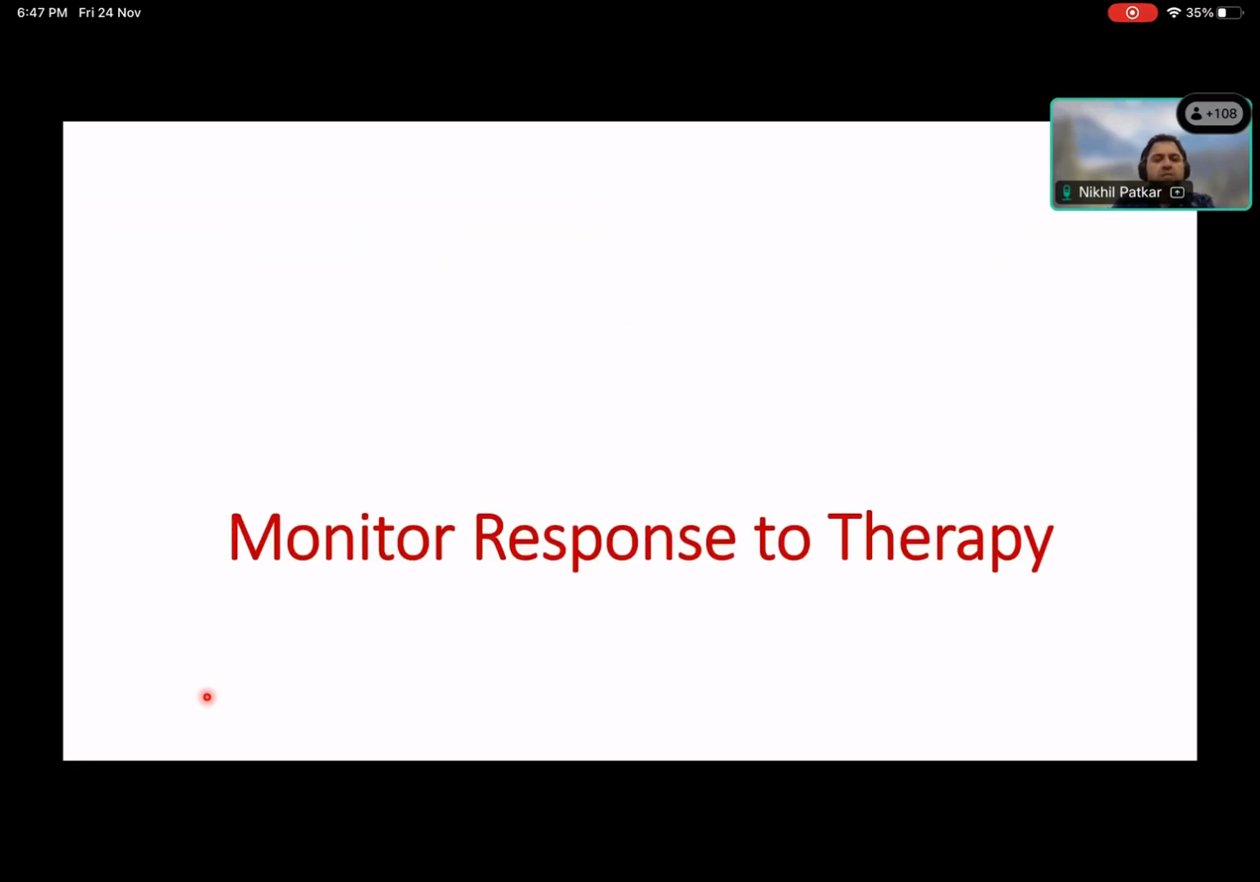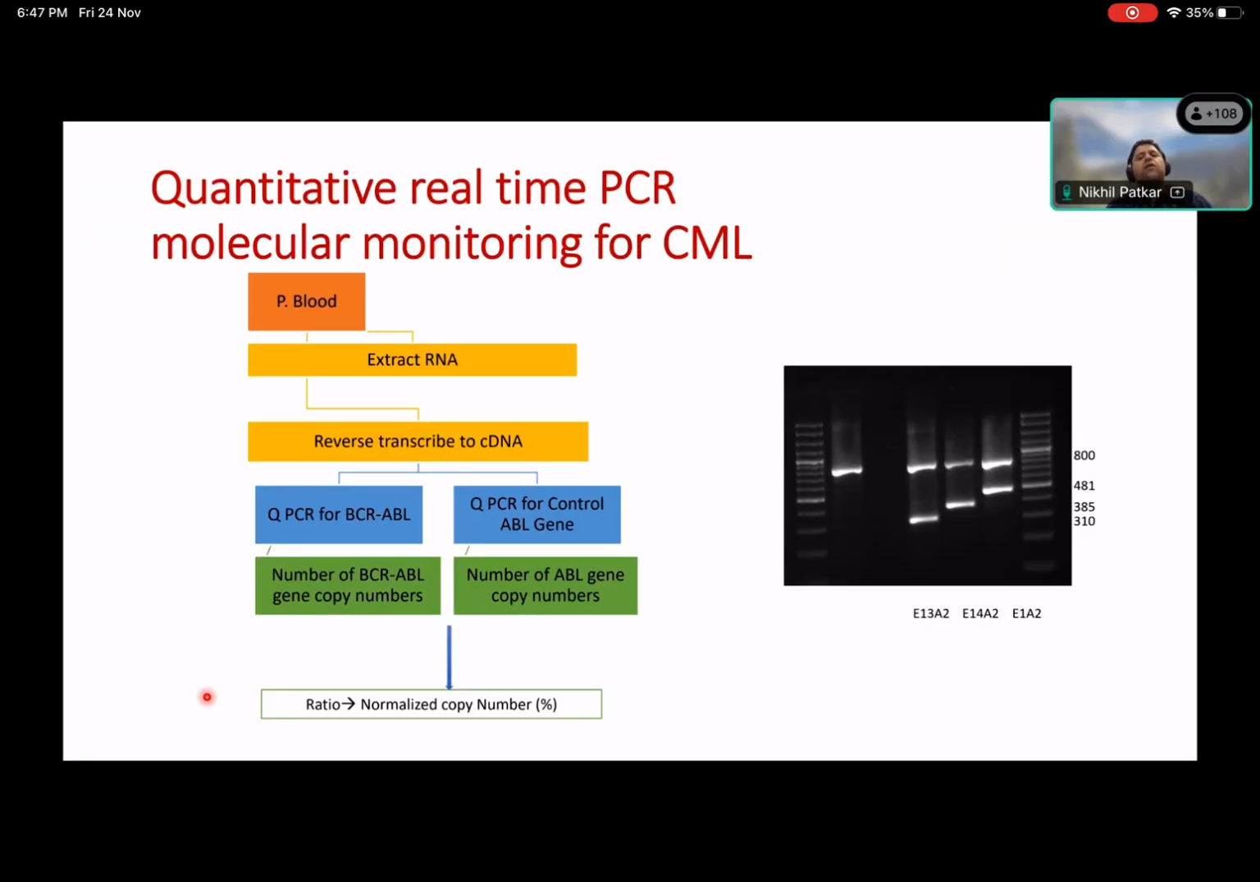Lastly, you can also use molecular testing to monitor response to therapy, and this is shown by the classic example of CML, wherein a lot of molecular testing is done for seeing how the response to imatinib therapy is taking place. So here, when you want to monitor disease, you take peripheral blood, extract RNA, convert to cDNA, and you have to do two PCRs.